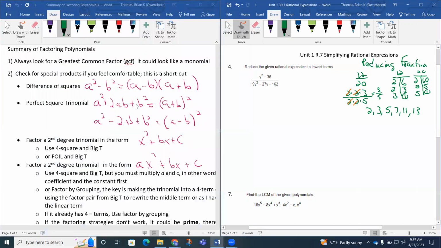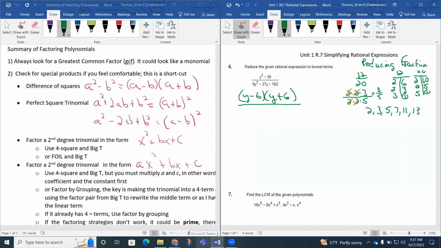So I can apply this formula here that says a squared minus b squared, where notice how the a is the y, and the b is actually the 6. So it's going to be y minus 6 times y plus 6, which becomes the factorization of the top. On the bottom, we have a trinomial. Notice how there's a coefficient in front of the y squared. But it looks like all three terms could possibly be divided by this 9. So it could actually be a common factor.